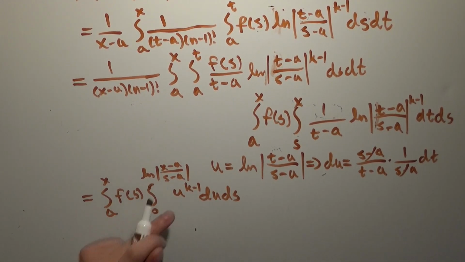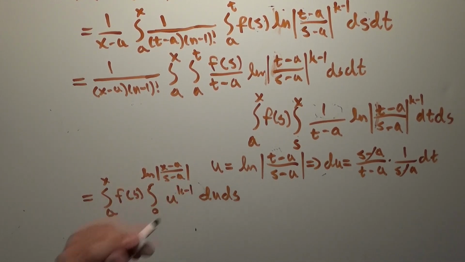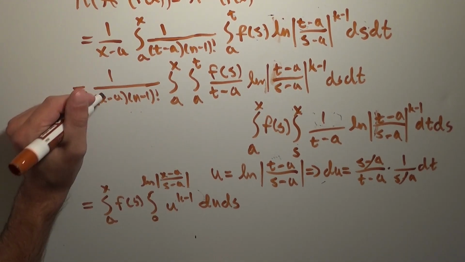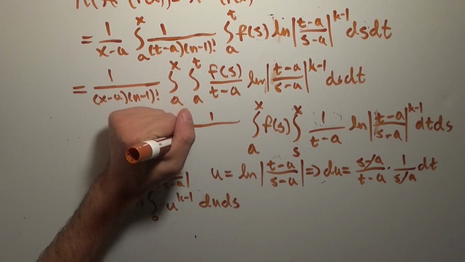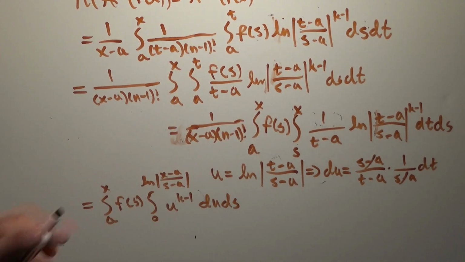And now this integral is really easy because this is just the power rule, right? So we just have u to the k minus 1. That's just going to be u to the k over k. And we can't forget this stuff on the outside, right? This is all going along for the ride. So this is still there as well. So we have 1 over x minus a times n minus 1 factorial. And that's being multiplied on here as well, like so.